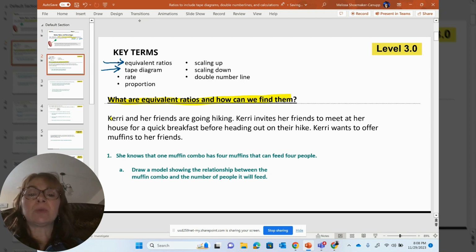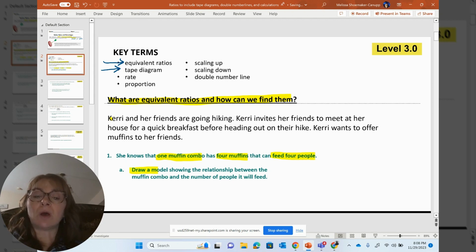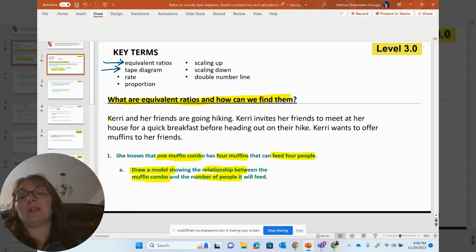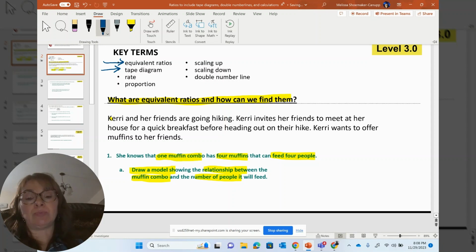Carrie and her friends are going hiking. Carrie invites her friends to meet at her house for a quick breakfast before heading out on the hike. Carrie wants to offer muffins to her friends. She knows that one muffin combo has 4 muffins that can feed 4 people. We're going to draw a model showing the relationship between the muffin combo and the number of people it will feed. Now, these can be really, really simple drawings.